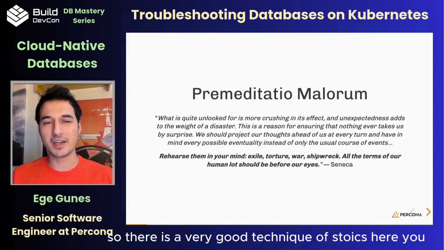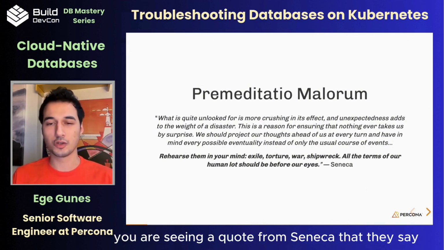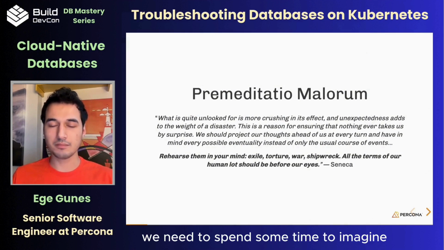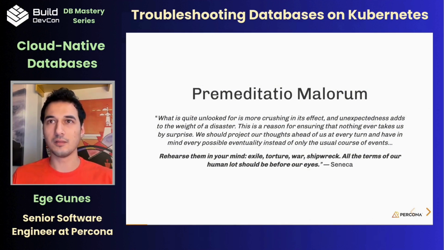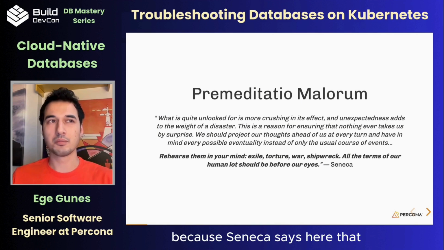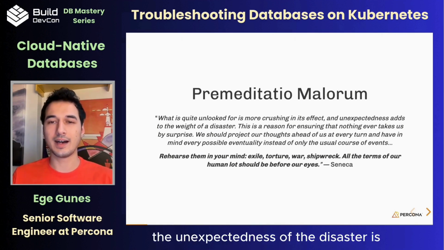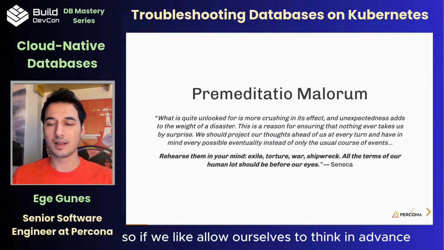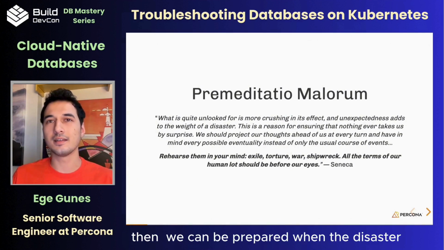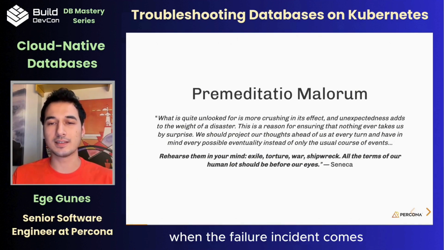So there is a very good technique of the Stoics. Here you are seeing a quote from Seneca, who says we need to spend some time imagining what can go wrong in our lives, because the unexpectedness of the disaster is the thing that really hits hard. So if we allow ourselves to think in advance, then we can be prepared when the disaster, the failure incident, comes.